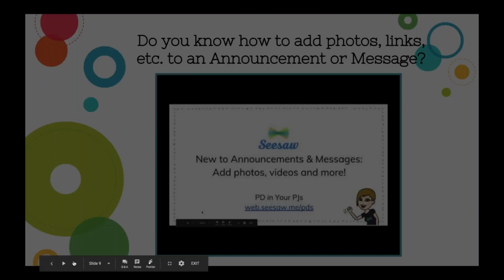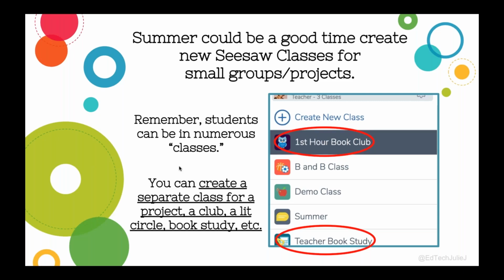Something else to think about too, and we talk about this especially when I do the webinar about book clubs, is that your students can be in more than one class. So if you wanted to have a small group for something over the summer, you could create another Seesaw class and have students log into that class as well. You just need to remember to connect families to whatever new class you create.